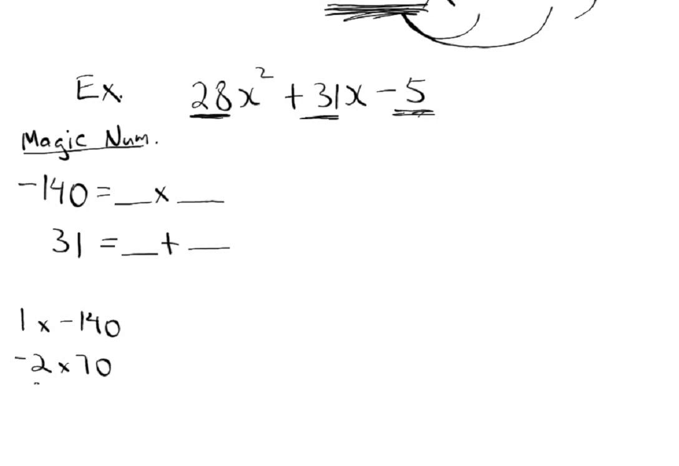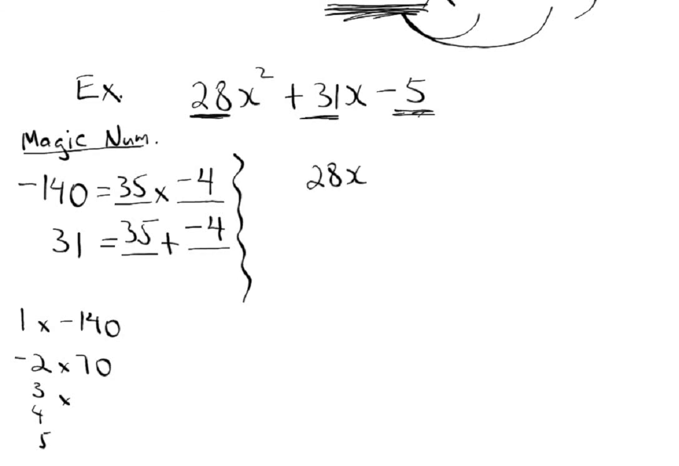And eventually you keep working your way through it. I would try 3 and 4 and 5. I just keep working my way through it until I finally get a pair that works. And the pair that works is 35 and negative 4. If you go 35 times negative 4, you get negative 140. And if you add them up, you get positive 31. So I go, oh, great. I got my magic numbers. Now, let's put them to work.